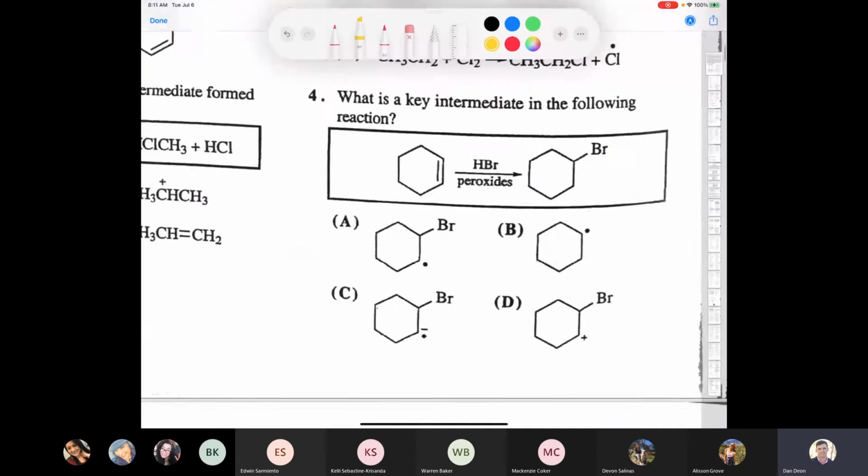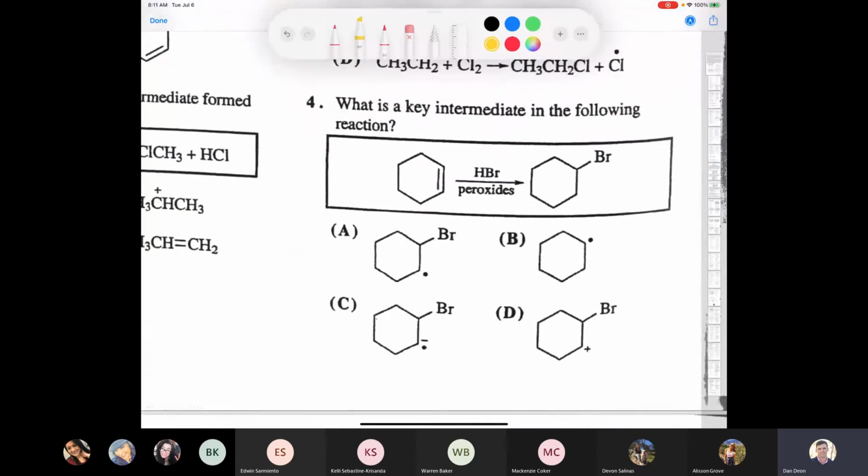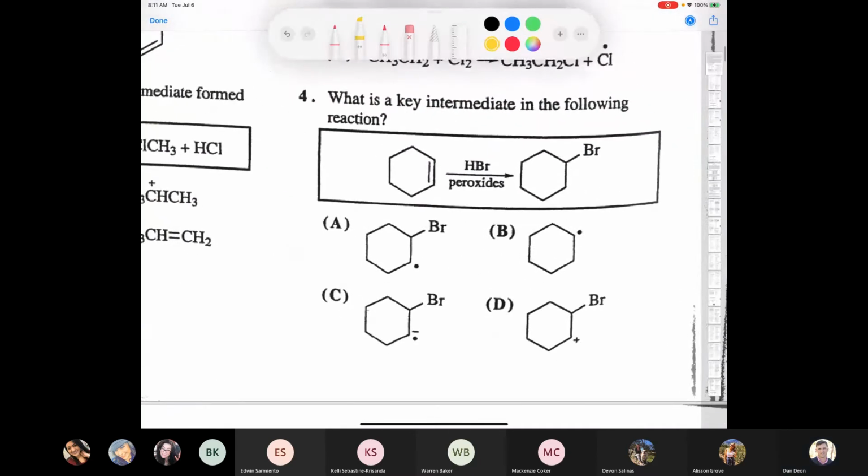And this one involves the mechanism of treating an alkene. This is just cyclohexene. It's a molecule we see all the time in Organic Chemistry 1. We're treating it with HBr and peroxides. And remember, peroxides just means an organic peroxide, which is a radical initiator, right? So HBr and peroxides, and then we add HBr across the double bond.